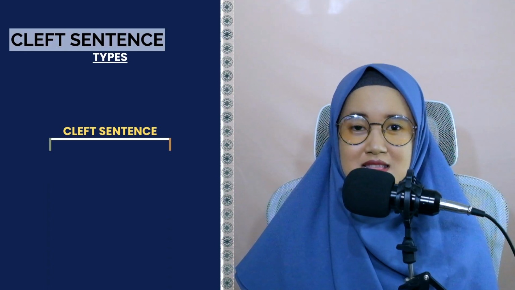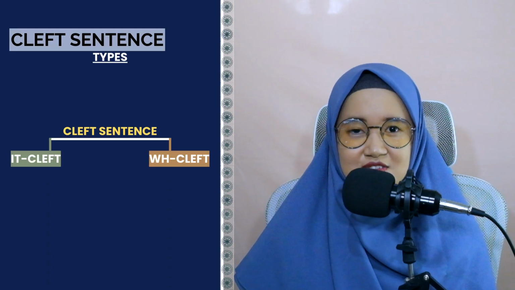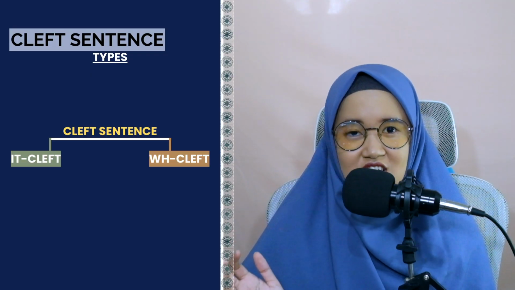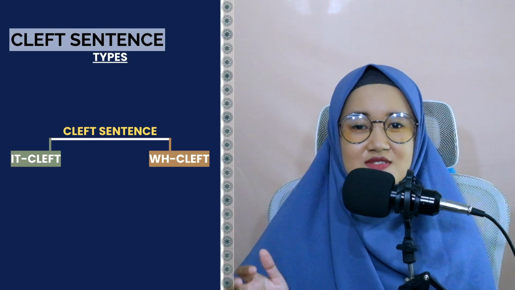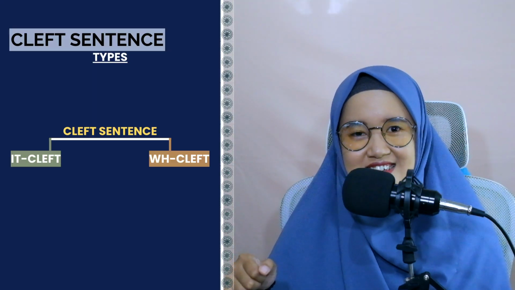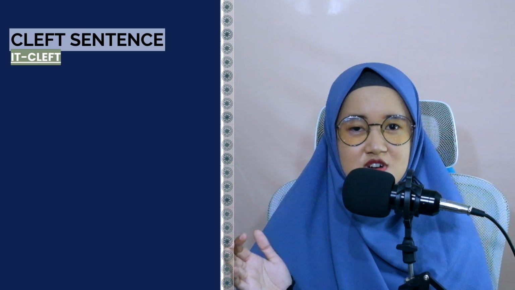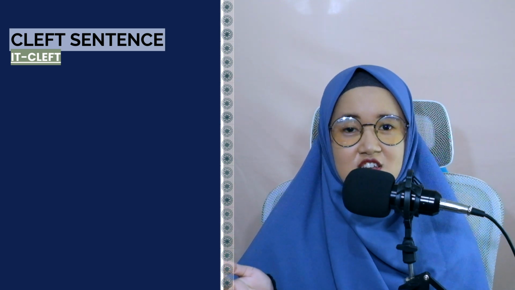Now that you have a basic understanding, let's explore types of cleft sentences. The most common types are the it cleft and the WH cleft. We will focus on these two types of cleft sentence patterns in this lesson. The structure of the it cleft sentence tells us exactly what word or words we are supposed to pay attention to.